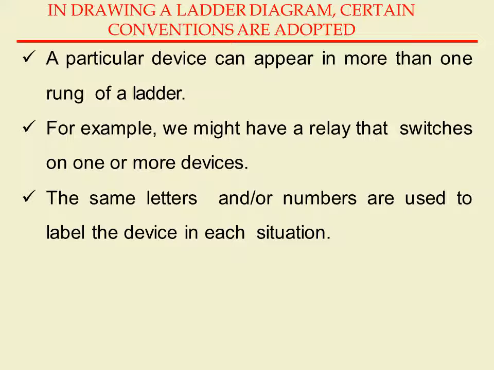A particular device can appear in more than one rung of a ladder. For example, we might have a relay that switches on one or more devices. The same letters and or numbers are used to label the device in each situation. Suppose there is one relay we want to use in more than one rung, then the address or number of that relay will be the same in each rung because the device is the same. The address will also be the same.